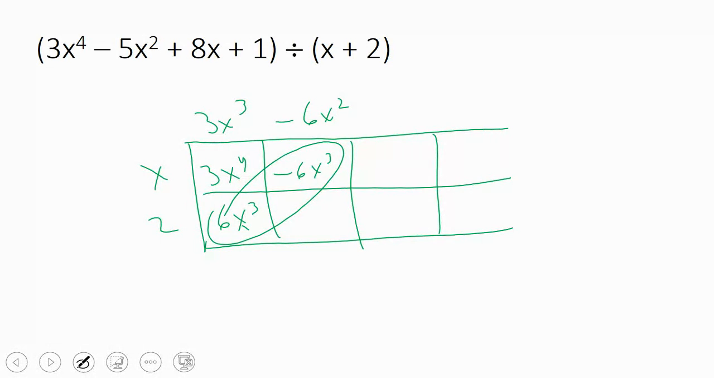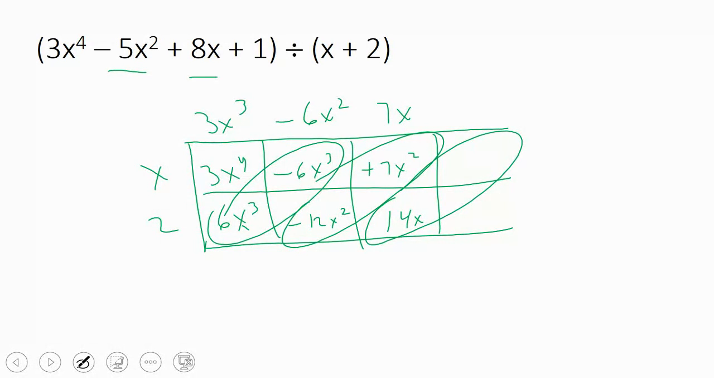Now, if you are feeling like you're getting it and you didn't get it before, you might want to pause now before I finish this to try it on your own. All right, let's see. Negative 6x squared times 2 makes negative 12x squared. These two have to add up to negative 5. So I've got negative 12, so I've got to add 7x squared to make negative 5. x goes into 7x squared, 7x times. 7x times 2 makes 14x.